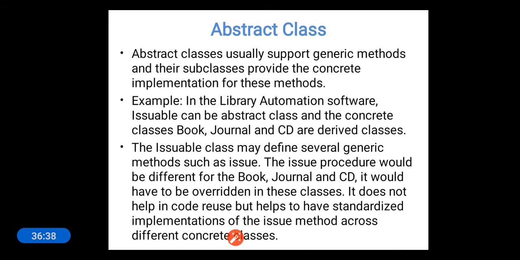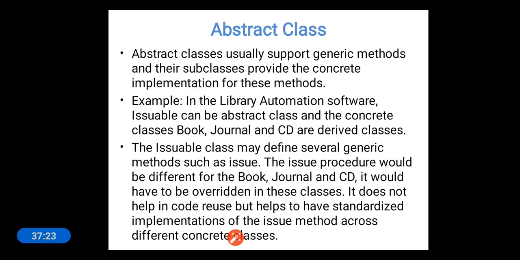Abstract classes usually support generic methods, and their subclasses provide concrete implementations of these methods. For example, in a library automation software, Issuable can be an abstract class and the concrete classes can be Book, Journal and CD. Concrete classes like Book, Journal and CD are the derived classes. So all these classes can be issuable, but the way they are issued may differ. The Issuable class may define several generic methods such as issue, but the issue procedure will be different for a book, journal and CD.